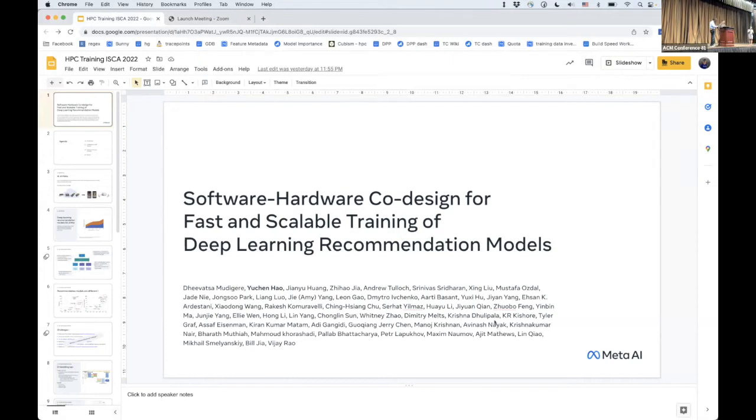Up next, we have a paper from Meta, a very collaborative work with lots and lots of authors. So it's a big effort. And to present it is Ching-Hsiang on the paper to tell us about software hardware co-design for fast and scalable training of deep learning recommendation models. I think something of interest to many of us. Take it away, Eugene.